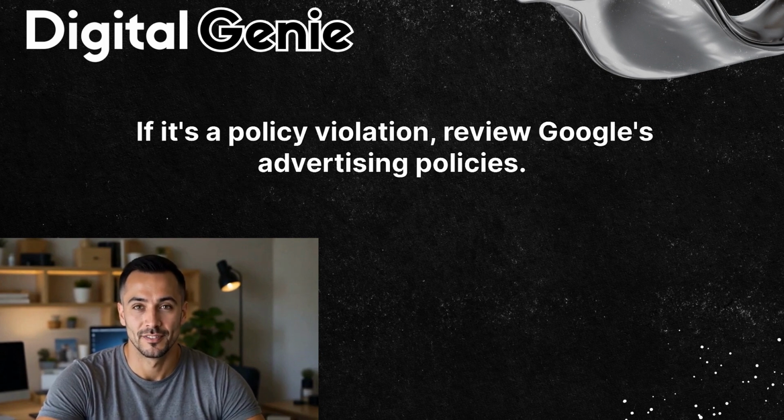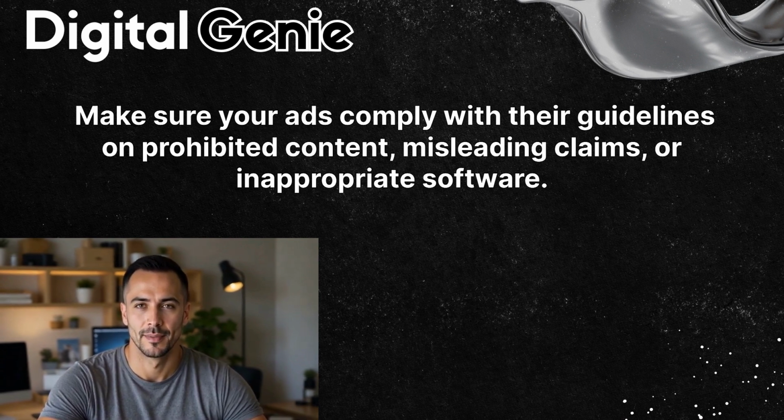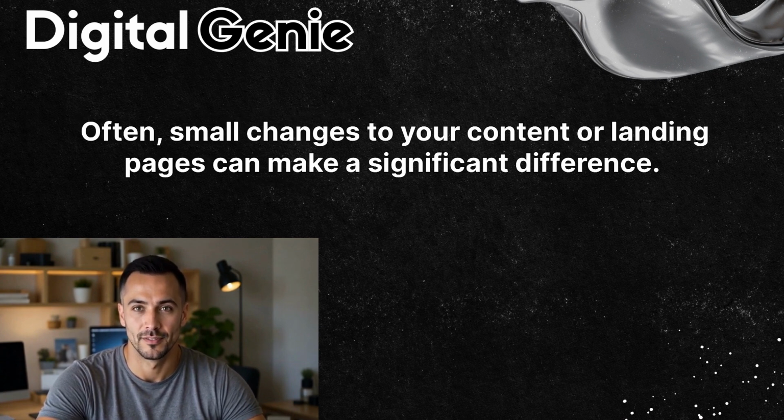If it's a policy violation, review Google's advertising policies. Make sure your ads comply with their guidelines on prohibited content, misleading claims, or inappropriate software. Often, small changes to your content or landing pages can make a significant difference.